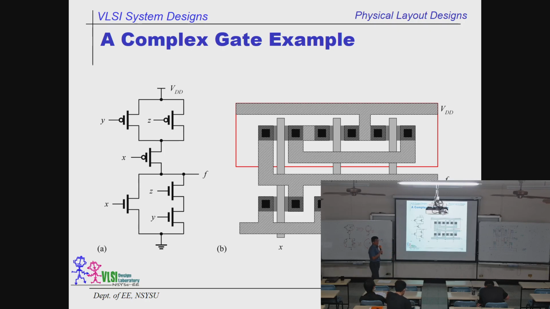So my layout is slightly different from the one over there because I follow the Euler path theory. That will save you a lot of trouble. I use a single piece of diffusion to carry out all the transistors I need.